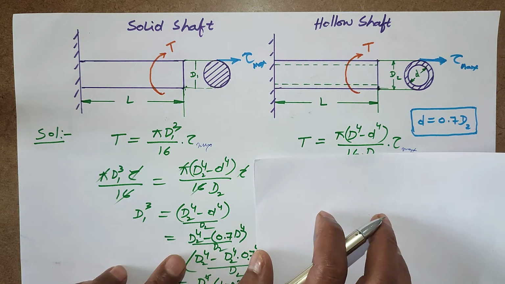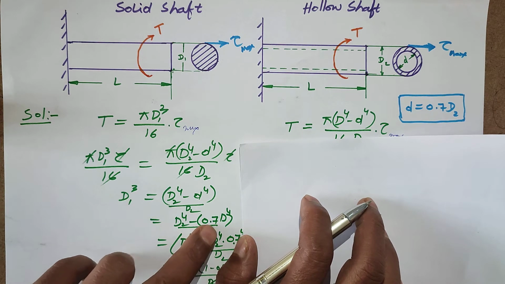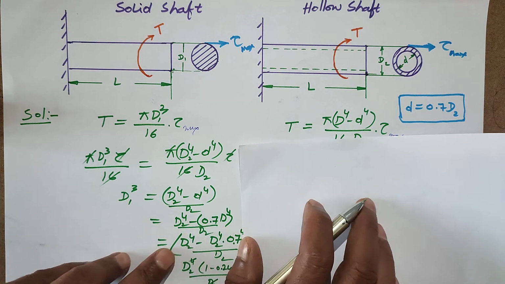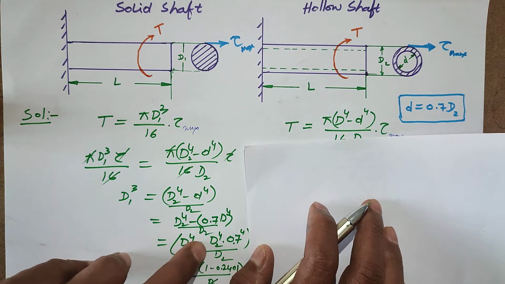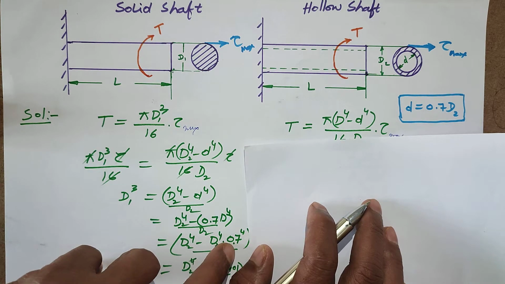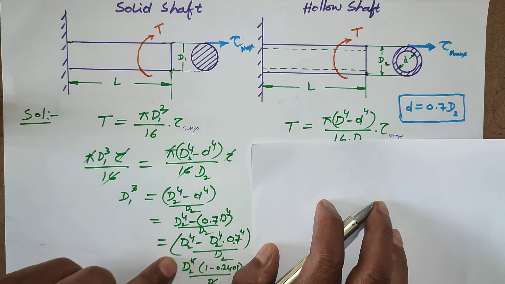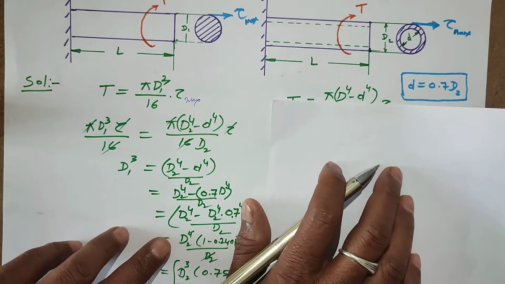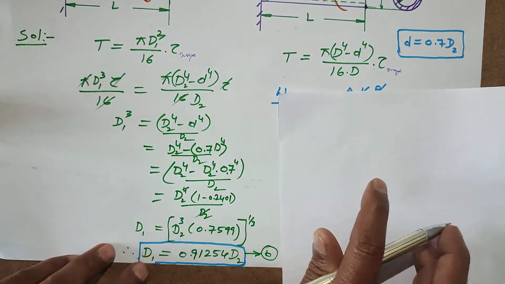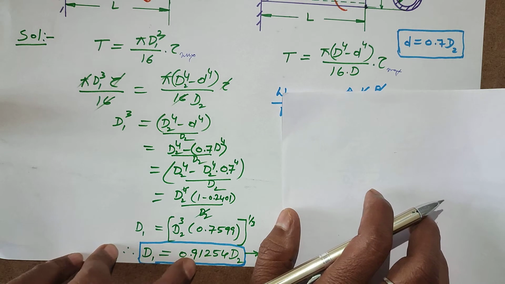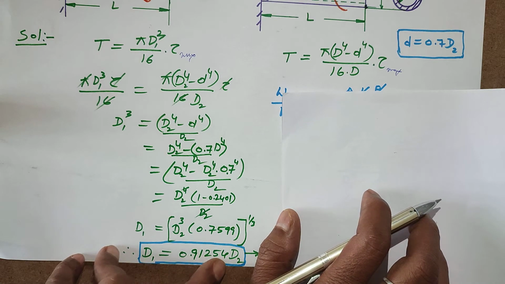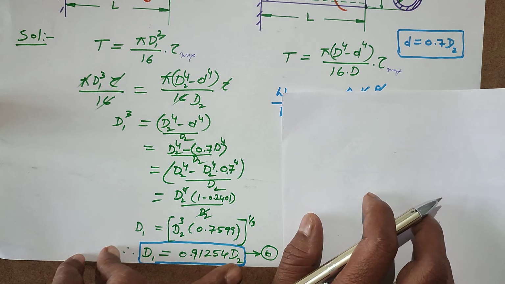Okay, so expanding this, we get D2 power 4 minus D2 power 4 into 0.7 power 4. So by calculation, D1 is equivalent to 0.91254 times D2. This is equation B.